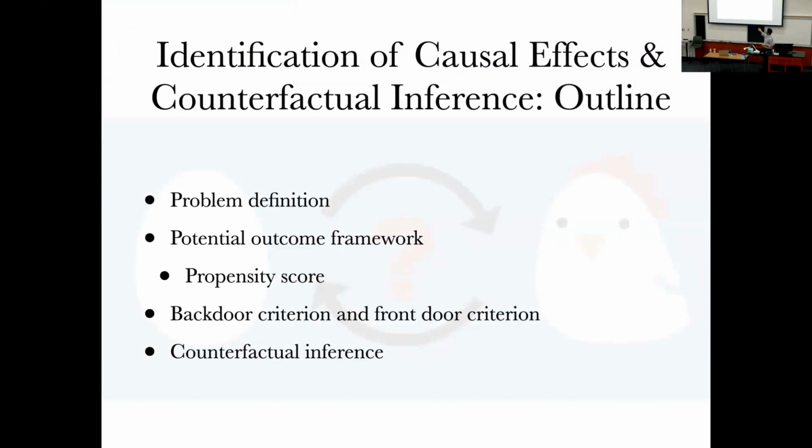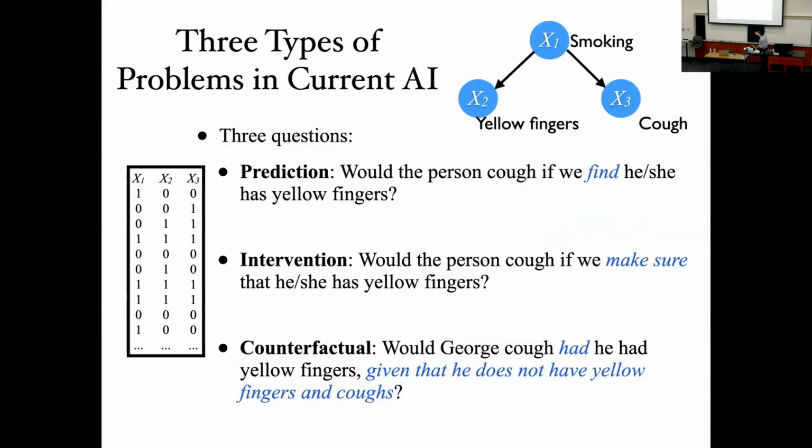So we'll see the problem definition, and then we'll briefly talk about potential outcome framework. And you'll see why propensity score is useful in principle. And then I will just give the graphical criteria for identifiability of the causal effects. And then you see how we can do counterfactual inference in a principled way. Remember the three types of questions: prediction, intervention effect, and counterfactual questions, right? Good. Now we try to answer the second one.